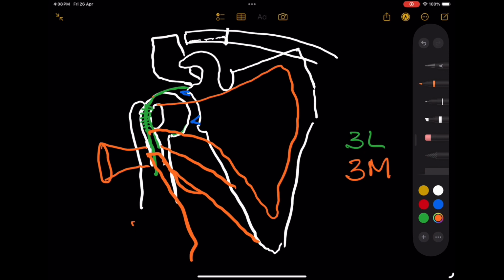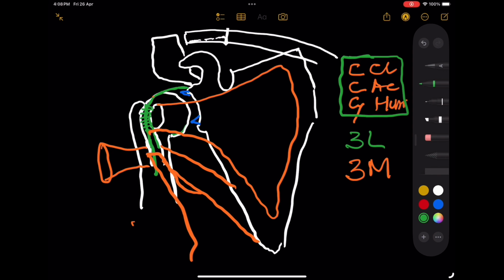The 3 ligaments are the coracoclavicular, the coracohumeral, and the coracoacromion. Coracoclavicular, coracoacromion, and coracohumeral. Visualize them going to the 3 bones: clavicle, acromion, and humerus.